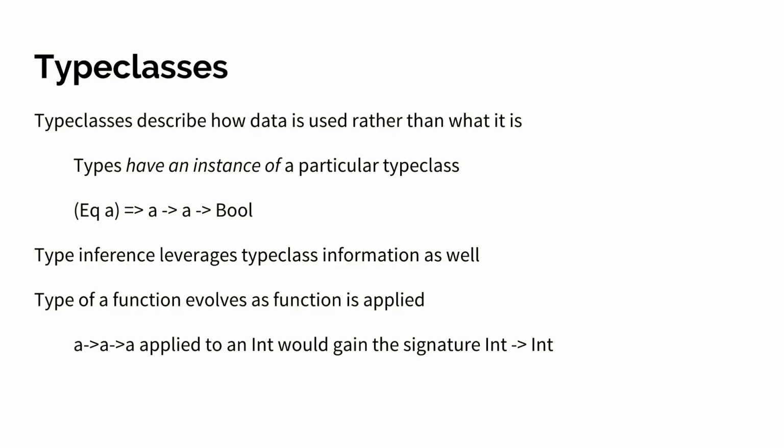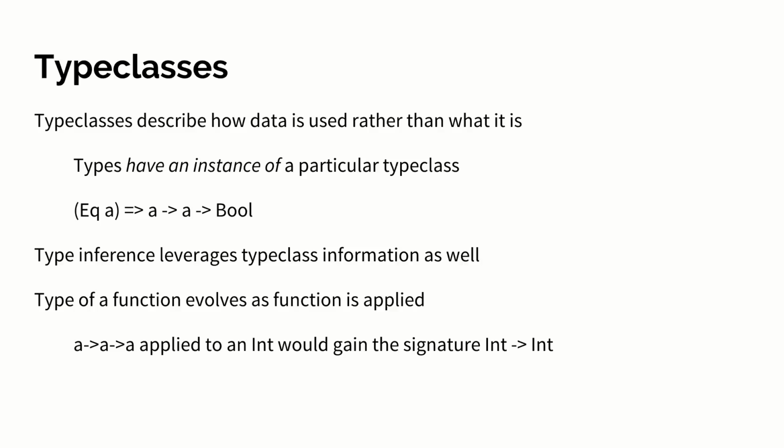Typeclasses, as we've discussed before, are akin to interfaces. They describe how data is used rather than what it is. Types that make use of a given type class are said to have an instance of that type class. The example type signature shown here describes a function that takes two values of type A, both of which must have an instance of the type class Eq, and this function results in a Bool.